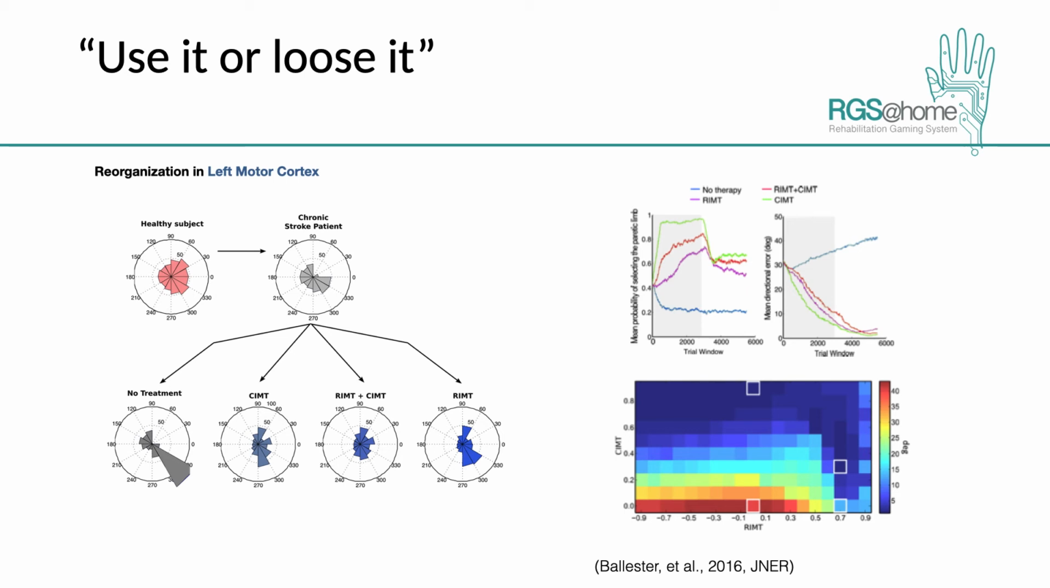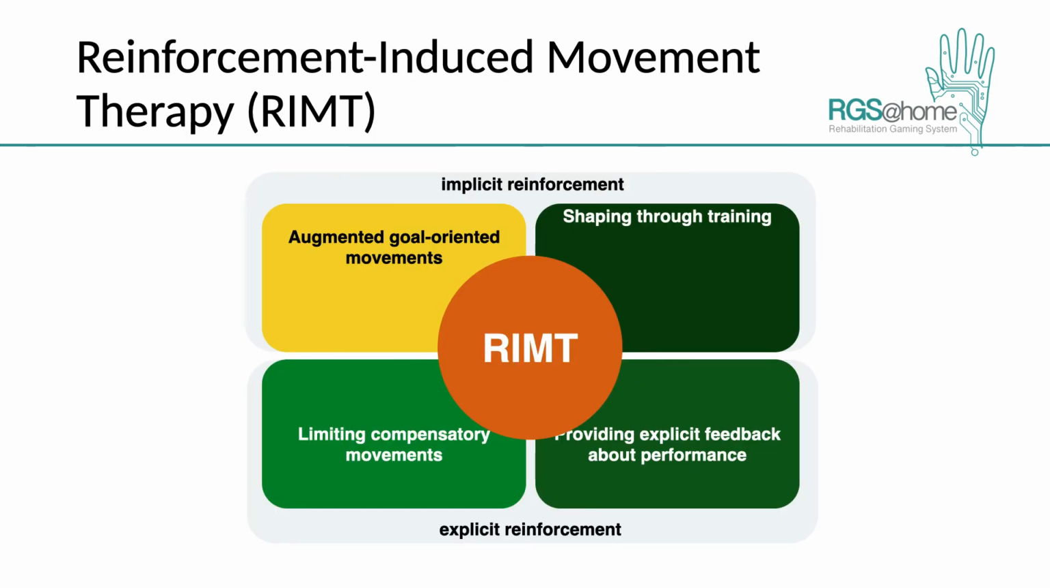So based on these results, we now proceeded to test them in a clinical trial. And for that, we first designed what we call the reinforcement-induced movement therapy, so how to implement it. It is composed of four main blocks that are building the therapy. Two of them are related to how we implement an implicit reinforcement mechanism, and the other two are related to the explicit reinforcement that we are providing.